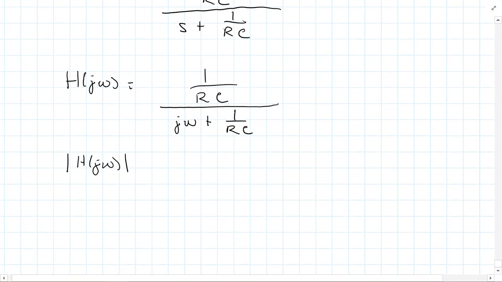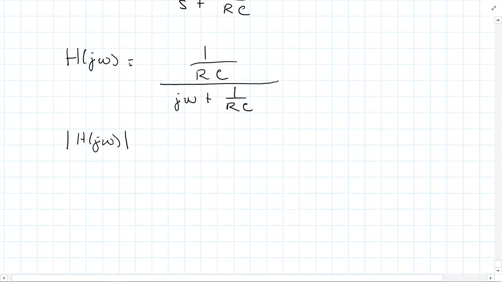So I'm going to need the magnitude of it. Well, the magnitude is just, you can think of it, quote, as absolute value, but it's not. You have to be careful with complex numbers. So I'm going to write this off.